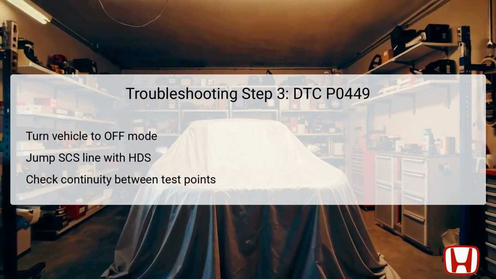If continuity is confirmed, this indicates that the VSV wiring is intact, concluding that the issue lies within the EVAP canister vent shut valve itself, which should be replaced. If continuity is not present, it indicates an open circuit in the VSV line that must be repaired between the 2 identified terminals, ensuring proper electrical flow to the vent shut valve.